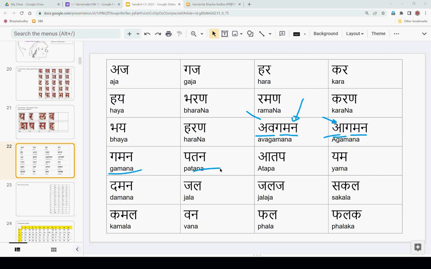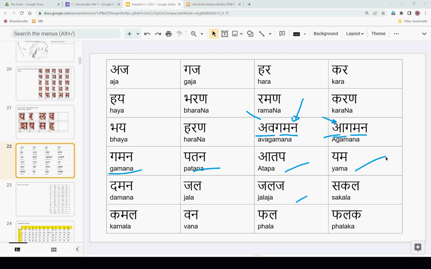Then patana. Patana means falling. Atapa is the sun's heat. Then yama. Yama is rule. And then damana. Patience, or suppressing. Then jala. Water.